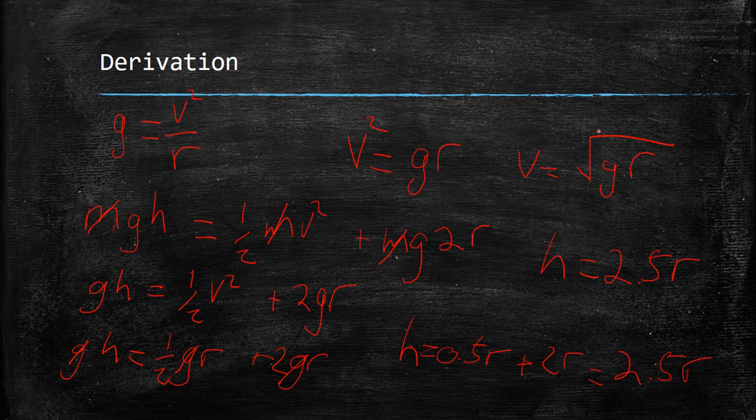So there you have it. You've got v is equal to root gr, and h is equal to 2.5r. So that's basically the derivation. We're going to go into a quick practice problem now, just to test the understanding.